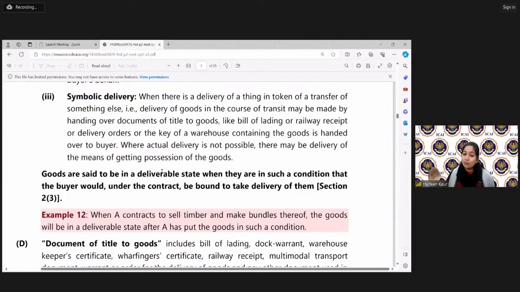Now, when will the goods be deliverable, when they are in such a condition? It means now I have made the goods ready as per the measurements, whatever she wanted. We should have a board for sticky notes, a drawer for keeping my books and everything, whatever specification she has given, we have made the goods ready. And we called up Nishi: Nishi, come, now your goods are in deliverable state. Now it is ready to be taken. So now she is bound to take the delivery of them. Now it is her responsibility, her duty, that she comes and takes her goods.